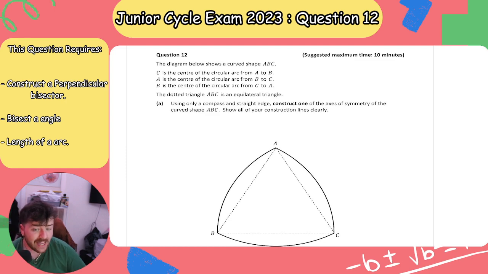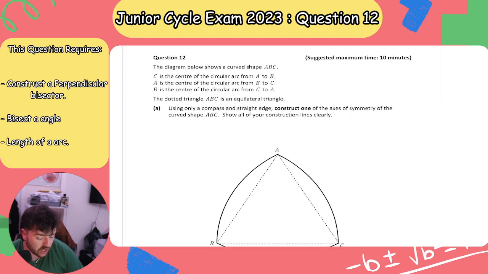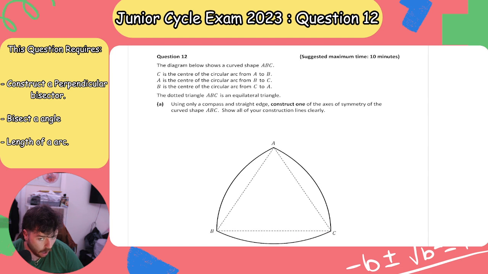Hello everyone. Okay, so this question 12 from the 2023 Junior Cert exam is a bit of a funky one. It's a bit of a funky question because it is a construction question, but it doesn't tell you it's a construction question right away. So you need to know your constructions. You need to know how to construct a perpendicular bisector of a line or bisect an angle. You need to use one of those two constructions for this one.